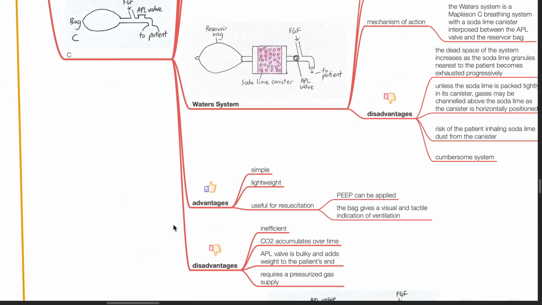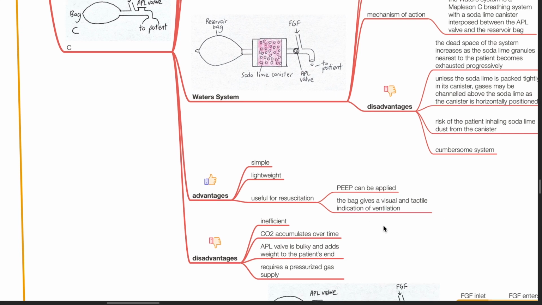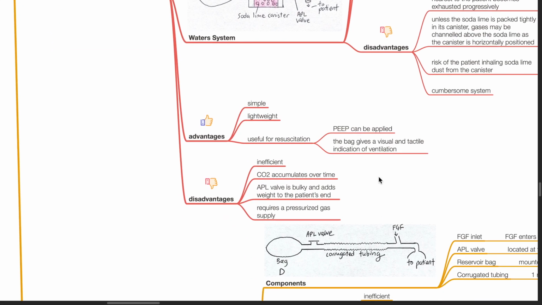Advantages of the Mapleson C system: it is simple and lightweight and useful for resuscitation. PEEP can be applied, and the bag gives a visual and tactile indication for ventilation. Disadvantages: it is inefficient, CO2 accumulates over time, the APL valve is bulky and adds weight to the patient's end, and requires a pressurized gas supply.